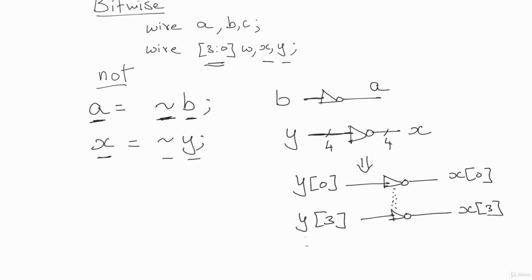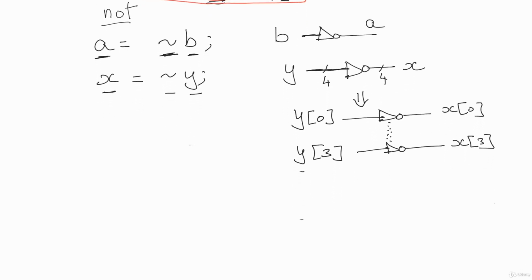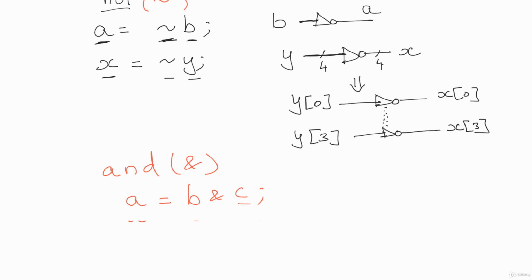Next, let us look at bitwise AND. We'll remember that A, B, C are a single bit, and W, X, Y are 4-bit each. We'll use them as we go. So bitwise AND, this is the symbol. Let me write the NOT gate symbol too. When we say A is equal to B and C, this means that C and B are ANDed and the output is A. You get this structure when you synthesize this line. A is your output, all single bit.